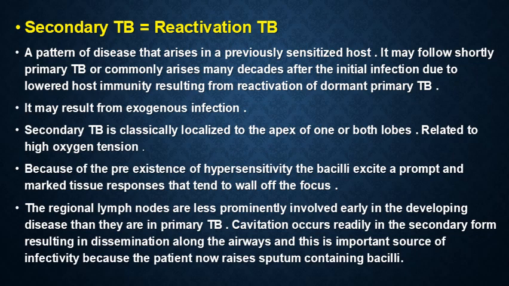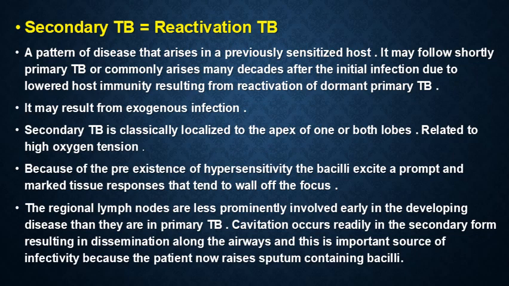Secondary tuberculosis localizes typically and classically in the apex of one or both lobes. The apex is different from the site of primary tuberculosis, which is in the lower part of the upper lobe or the upper part of the lower lobe, close to the pleura. Here in secondary, due to the high oxygen tension, it is in the apex of one or both lobes.